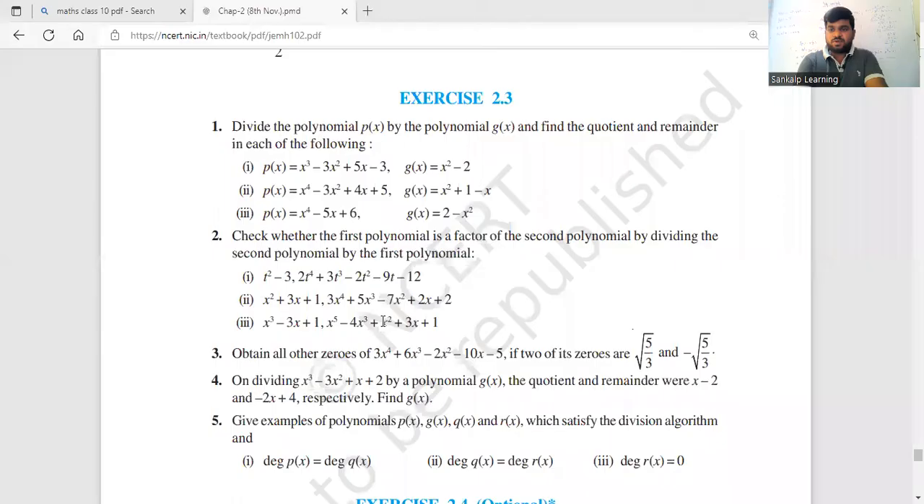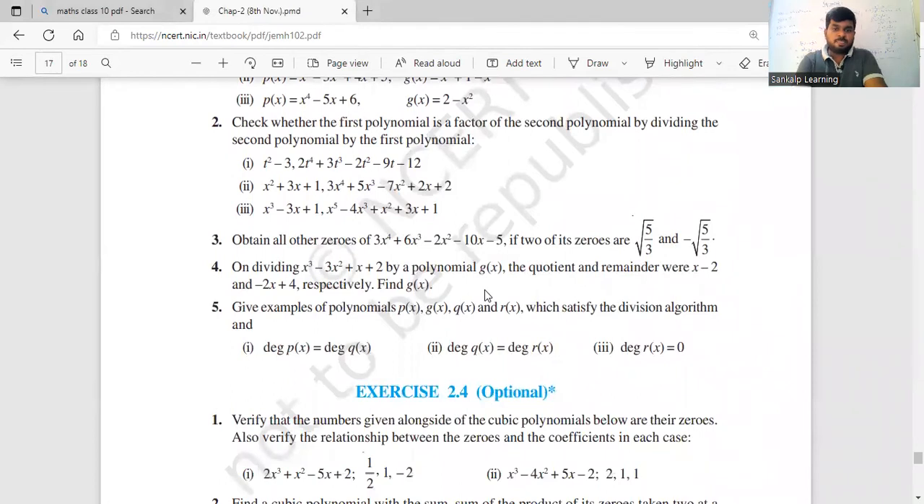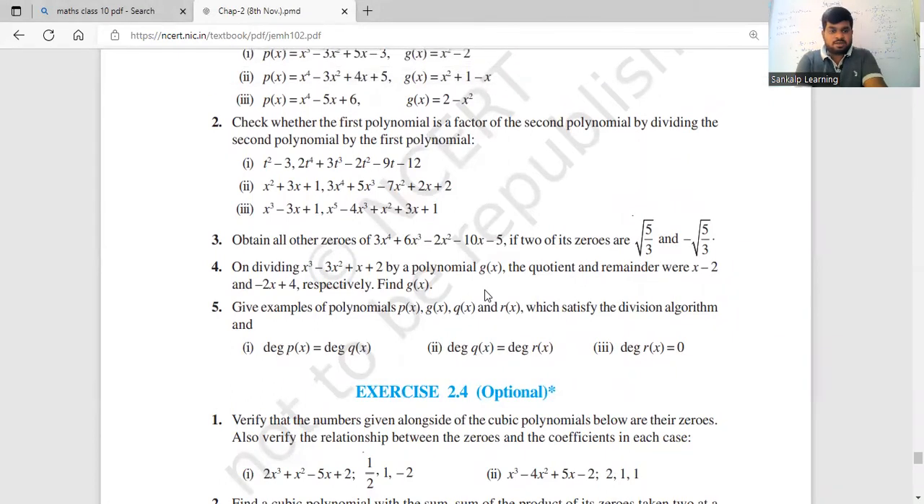So the next problem is a very, very easy one. Here, what we have to do is, we have to find the examples. Okay, the first one, degree of p of x is equal to degree of q of x. In the second example, we have to find degree of q of x should be equal to degree of r of x. And the third one, degree of r of x is equal to 0. The third one is very, very easy.